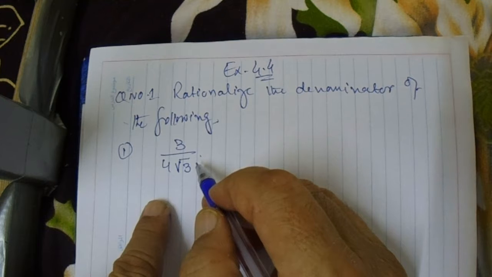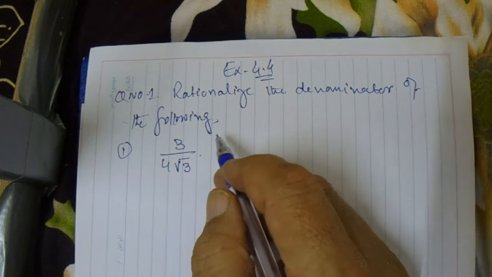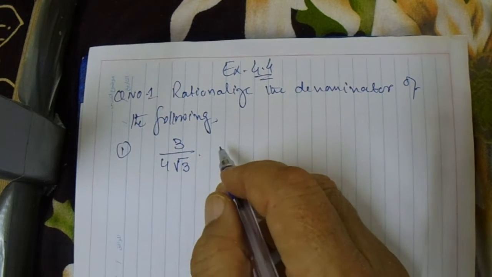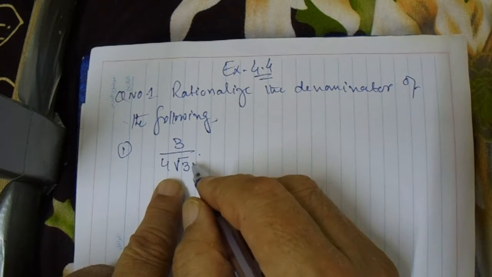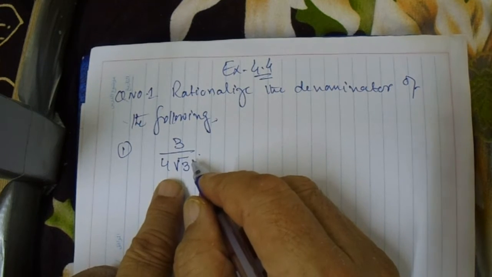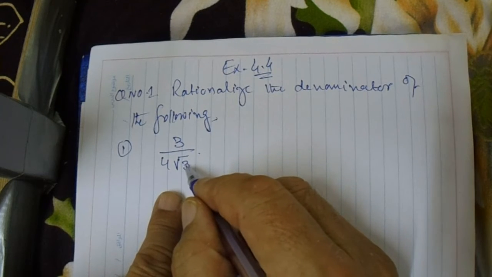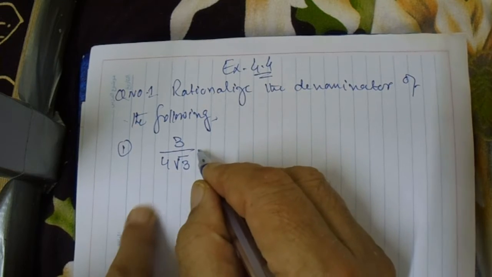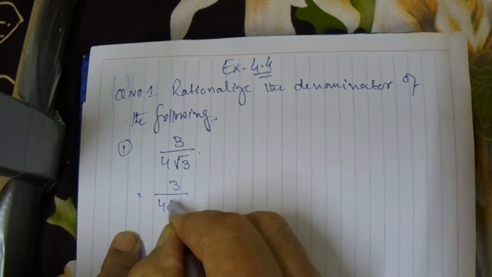Bismillah ar-Rahman ar-Rahim. We solve exercise 4.4. Question number 1 is to rationalize the denominator of 3 over 4 root 3. Rationalizing means we will remove the radical sign from the denominator. Now we write again 3 over 4 root 3.